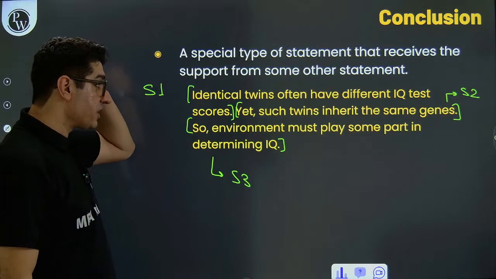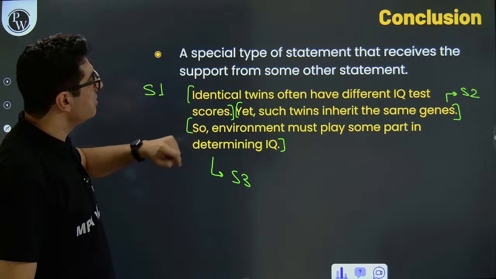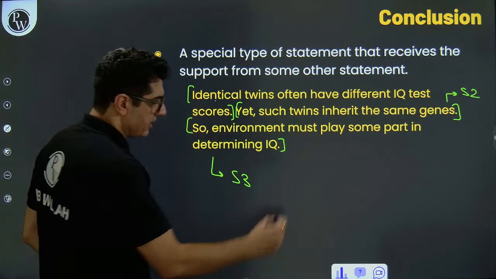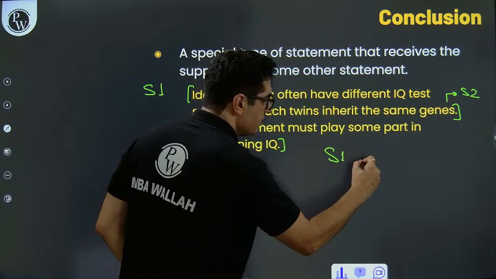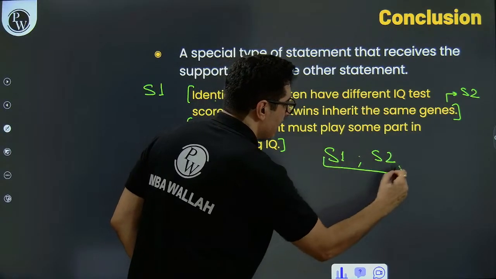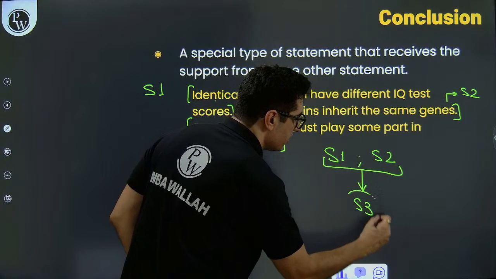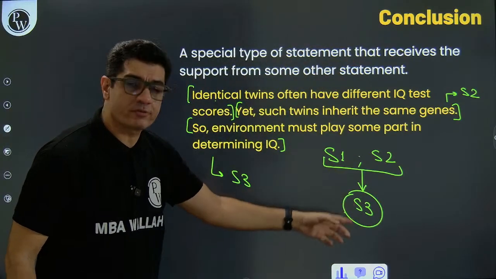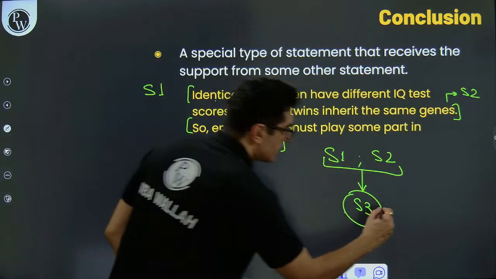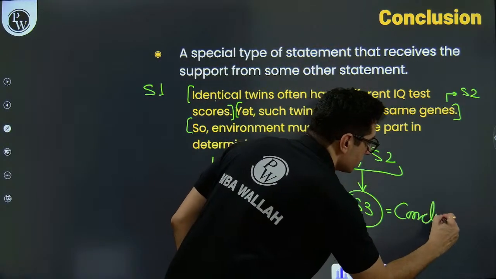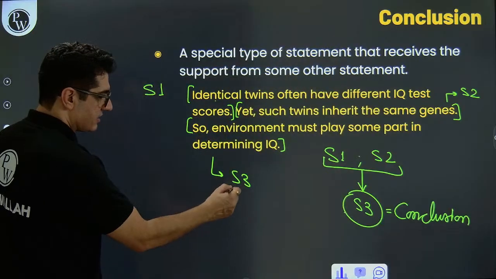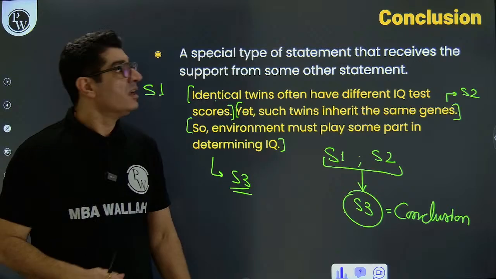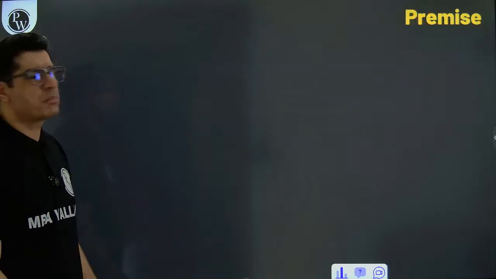But then in this particular scenario, the third statement is getting supported by the first two. So can I say in this scenario, statement 1 and statement 2 help us arrive at statement 3? So whenever we see a statement that receives the support from some other statements, we start calling it a conclusion. So in this case, our statement 3 is a conclusion. Fair enough? And now the other term is premise.